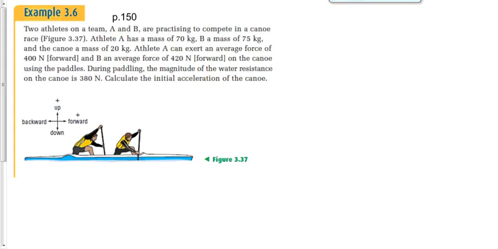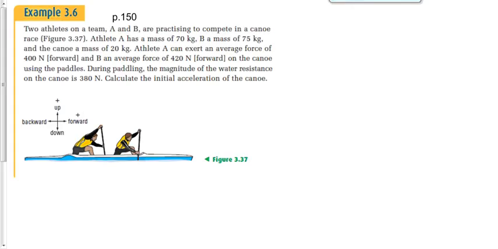This one says, two athletes on a team A and B are practicing to compete in a canoe race. Athlete A has a mass of 70. Athlete B has a mass of 75. The canoe has a mass of 20 kilograms. So this is getting a little bit cumbersome already, right? We got three different masses.